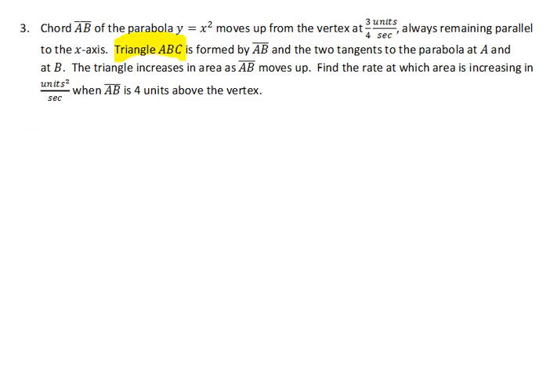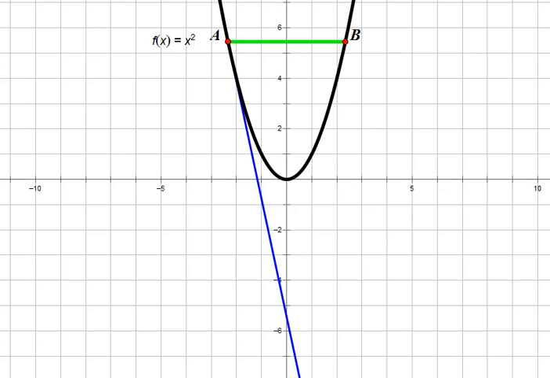Okay, next we have triangle ABC that's formed by the chord AB and the two tangents to the parabola at A and B. So now we need to go back to the graph and construct those two tangent lines at A and B and see the triangle formed by chord AB and those two tangent lines. Alright, first we have the line tangent to the curve at point A. That's the line in blue there. And now we have the second tangent line, tangent to the curve y equals x squared at the point B. That's the other line in blue.